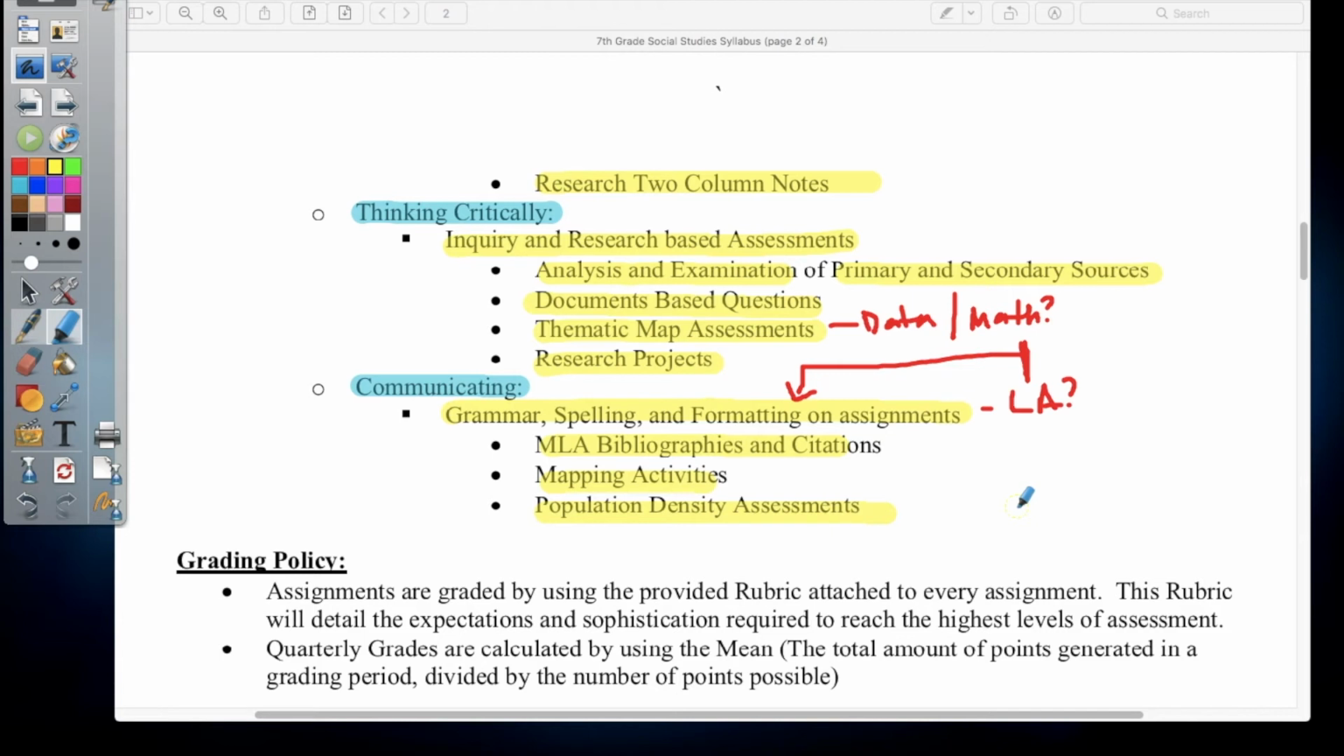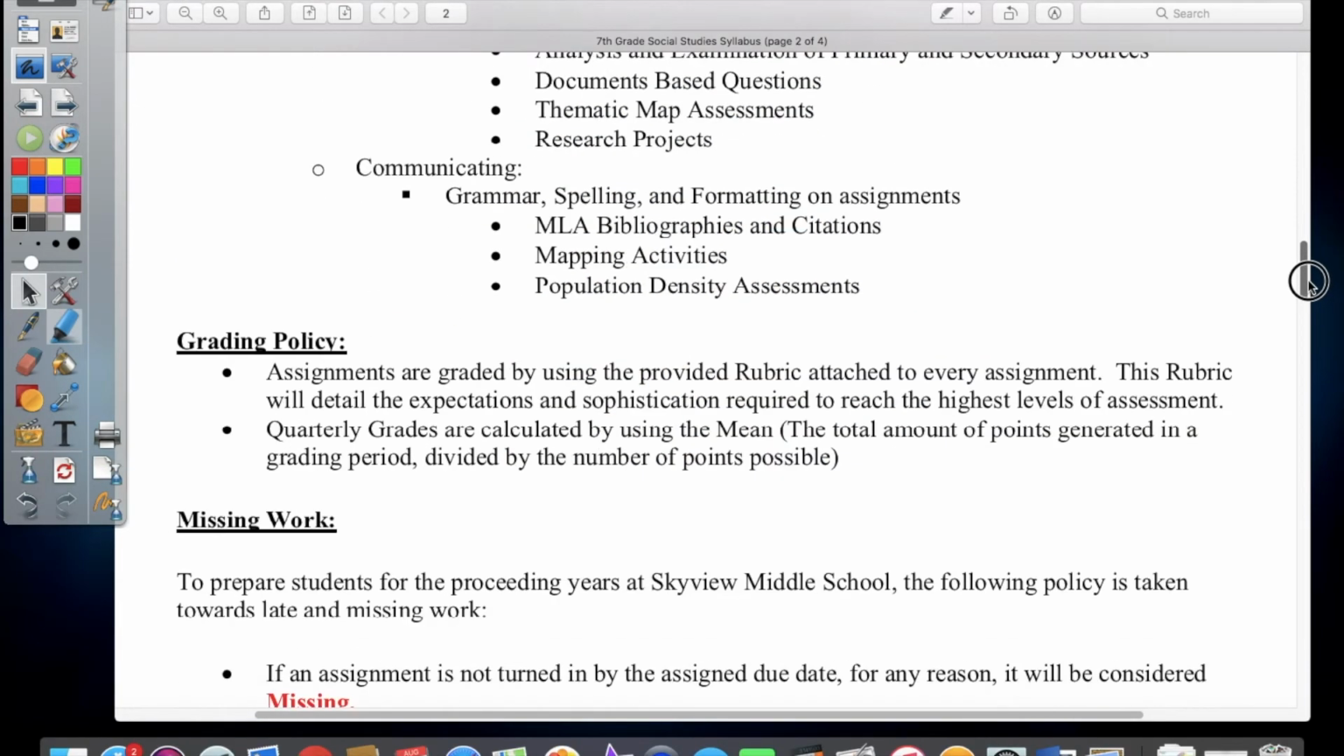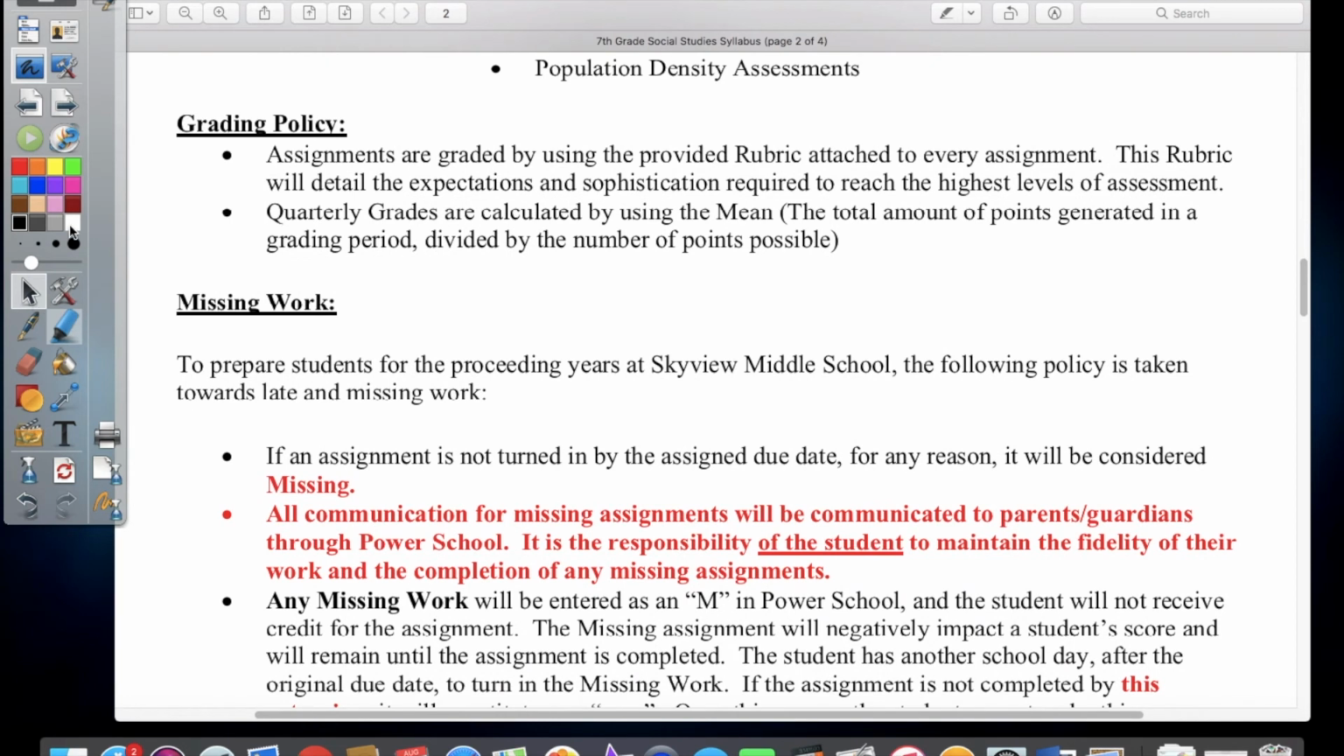And like I said before, every single assignment will have a rubric attached to it as well. We're going to talk about that real quick with my grading policy. So let me clear out my annotations here and move on to our grading policy.